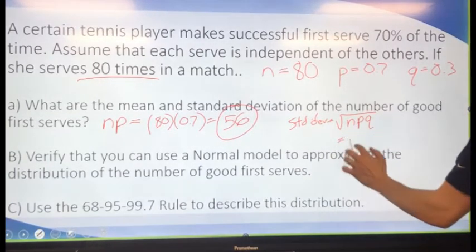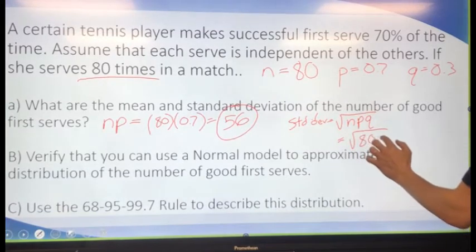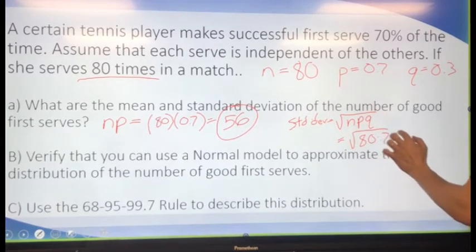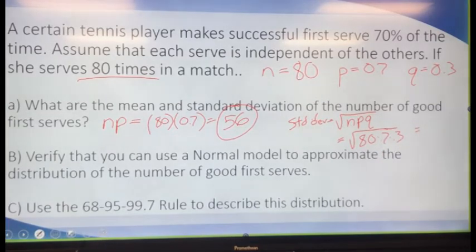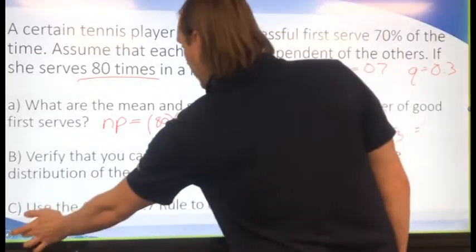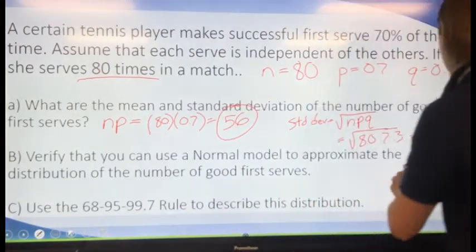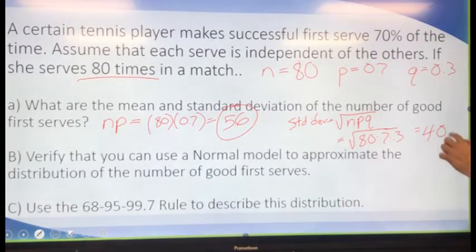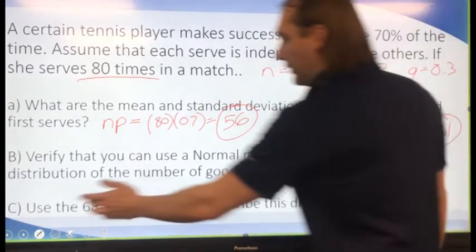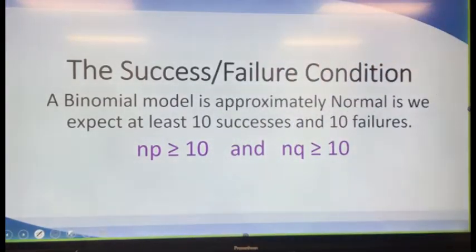So it equals the square root of 80 times 0.7 times 0.3. Somebody with a calculator, can they give me that? Let's say 4.01. So there's my mean and standard deviation. Now B, can we verify that you can use the normal model? Well, we're going to use our success-failure condition.